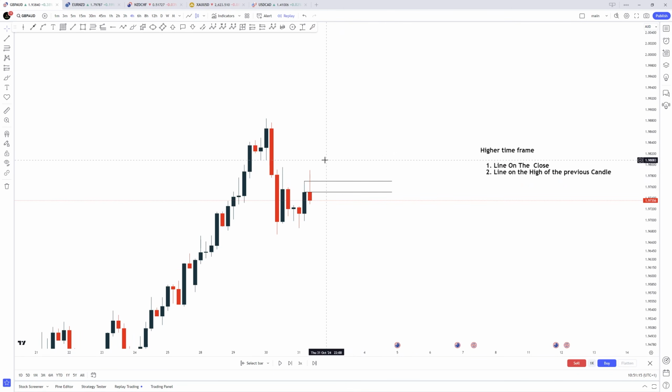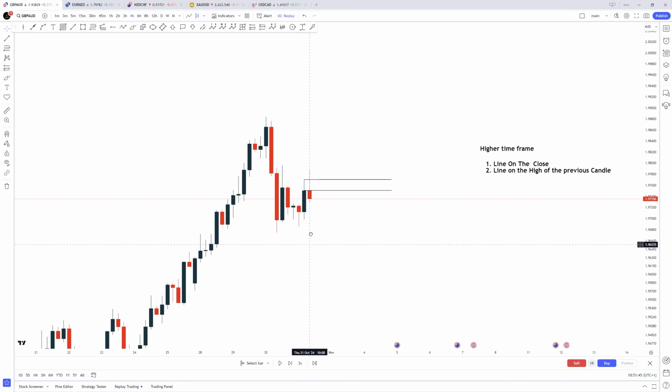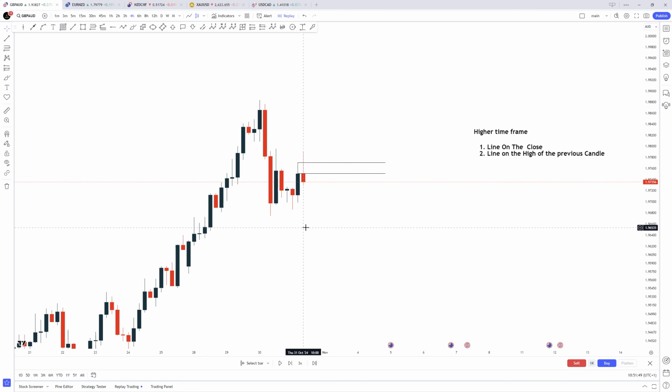We have this one here, GBPAUD. You can clearly see that we are on the 4 hour right now. We will use 15 minutes, 5 minutes. So we have the line on the close, and we have the line on the previous high. Then we have the manipulation from this candlestick here. And also I will touch on this one when we move forward with this video. So right now, because we have this analysis here on the higher time frame, you can see that we have only 2 lines. We don't have anything else.